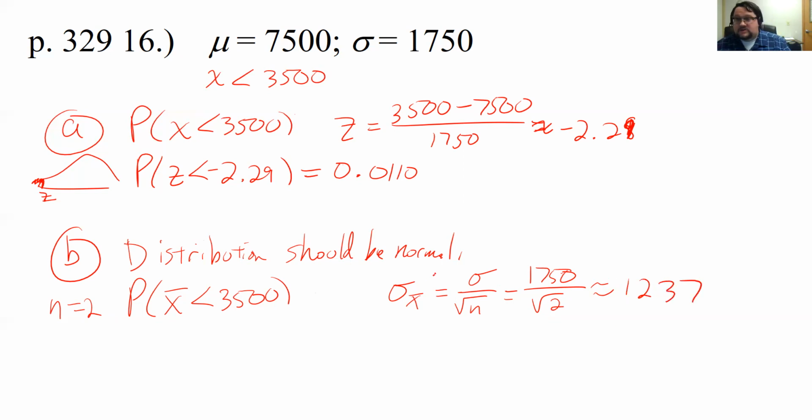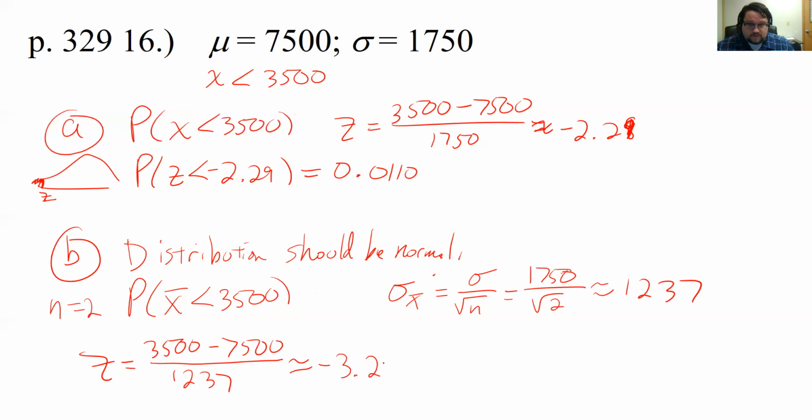That's our new standard deviation of the population of our means. So I need to find a new Z value. My Z value is going to be 3,500 minus 7,500 over this, which is called the standard error, 1237. So let's look at that: 3,500 minus 7,500 divided by 1237. Now we're at a Z value of negative 3.23.